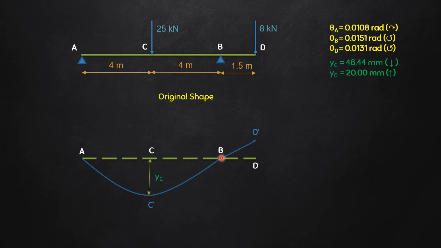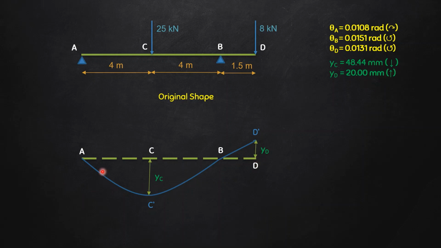Okay. B again has no deflection, since it is a hinge support here, no vertical deflection. However, it has some slope which we'll again see later. And this point D has gone up to D dash by a distance YD. Here you can see the value of YD, the direction is in the upward direction. So YC, downward direction from C to C dash, and YD, D to D dash, is in the upward direction.